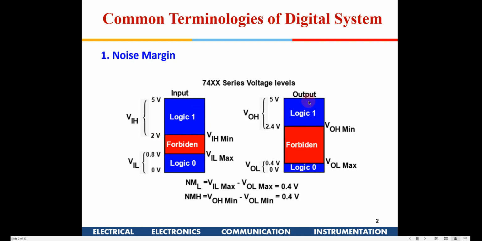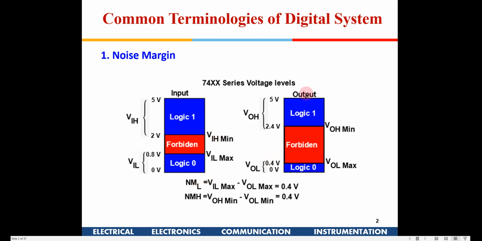So if you see here, the maximum output available is 0.4 volt, but the next stage could take 0.8 volt as an input. So 0.8 minus 0.4, which was 0.4, was known as the noise margin. That means this was the maximum noise the circuit could resist. It would be immune to noise as long as the noise was within 0.4 volt. That was the definition of noise margin low.